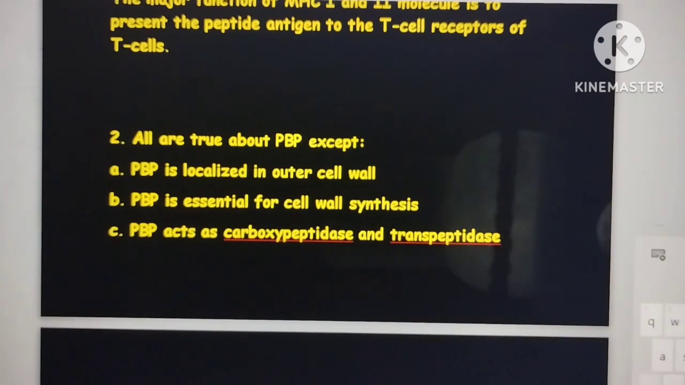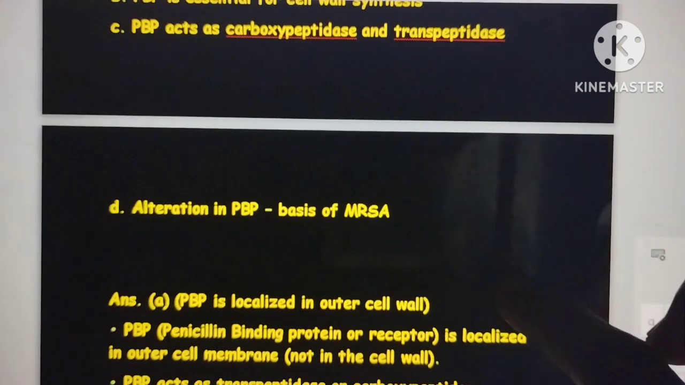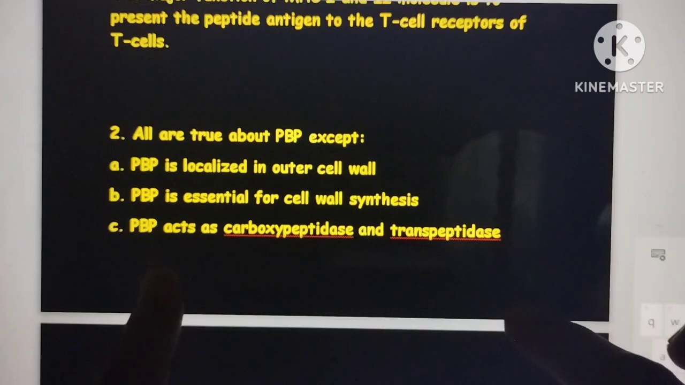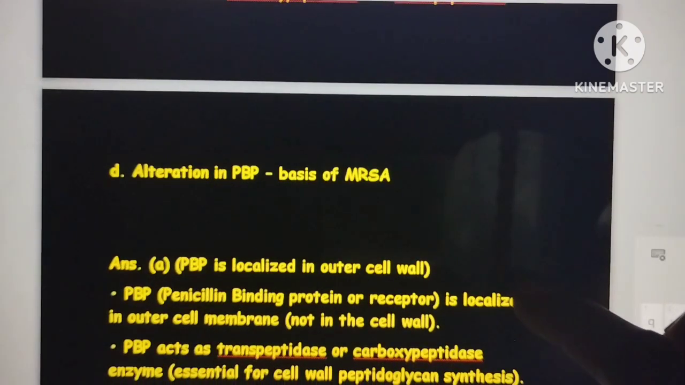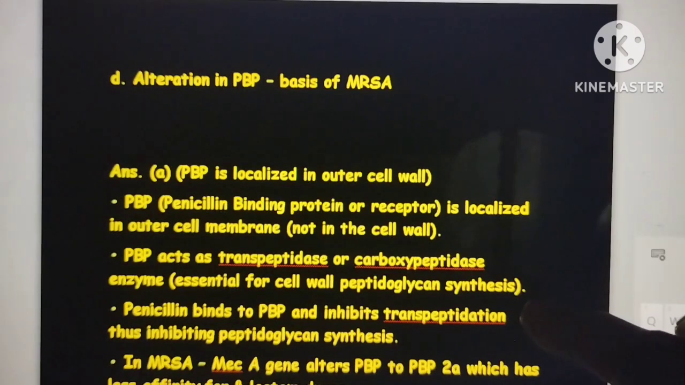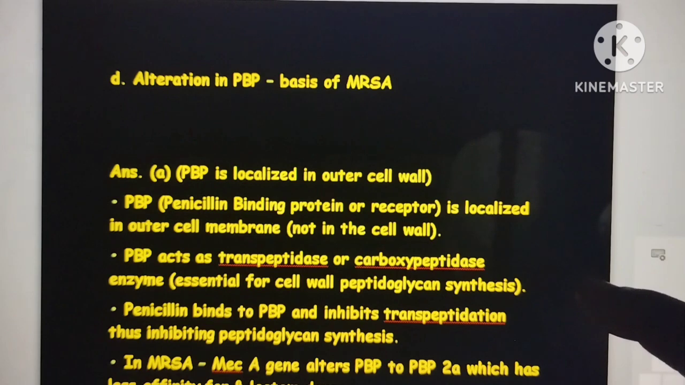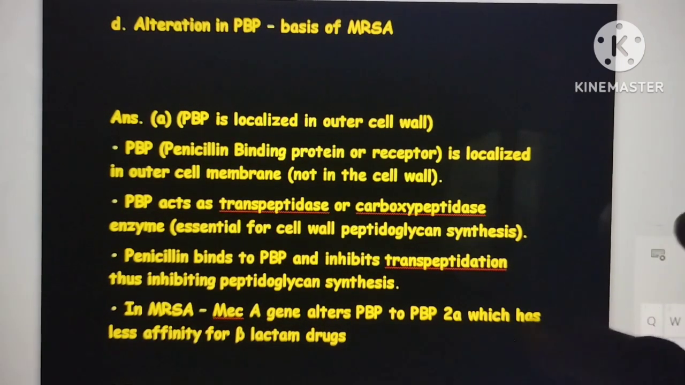It is A, because it is not located in the cell wall, it is located in the cell membrane. Second point, it is essential as the carboxypeptidase and transpeptidase, so it usually acts as the key factor. And third, option D, the alteration in penicillin binding protein. You all remember PBP2A, it is mainly coded by the mecA gene.